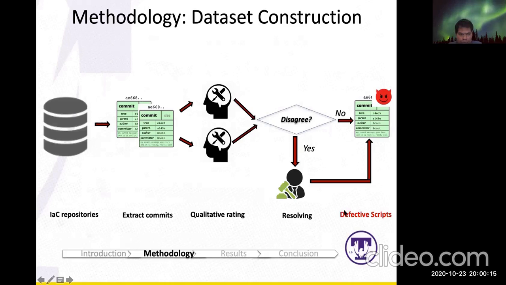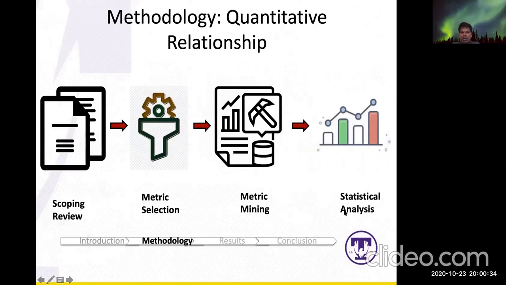So to conduct our empirical study, we started with a data set, where we extracted commits from IaC repositories, applied qualitative analysis, and then there was a whole curation process involved to build a defect data set for IaC scripts. Then for RQ1, to identify which development activities are related with defective IaC scripts, we first found out a set of metrics that correspond to a development activity.